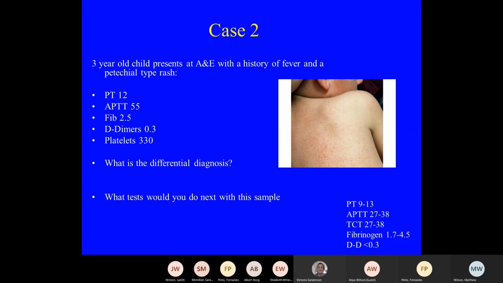Case 2. So this is a 3-year-old child who presents to A&E with a history of fever and a particular rash, and had the following coagulation screening: a PT of 12, which is normal, an APTT of 55, which is prolonged for a 3-year-old child, a normal fibrinogen of 2.5, D-dimers of 0.3, which were normal, platelets of 330. So what is the differential diagnosis?